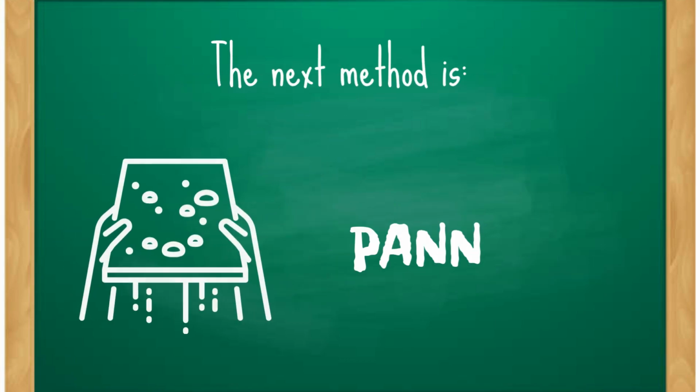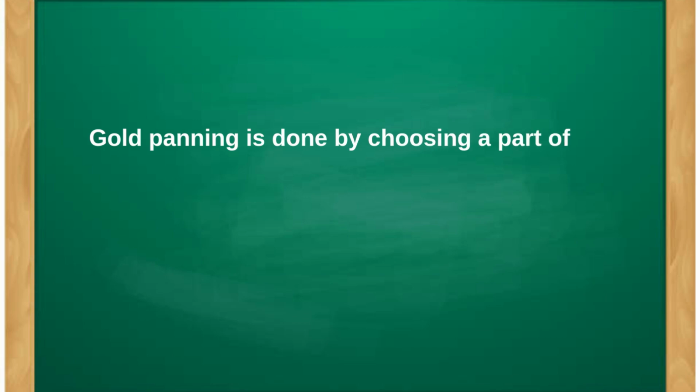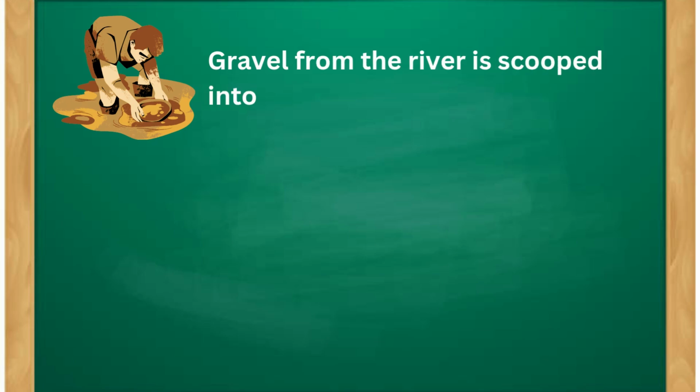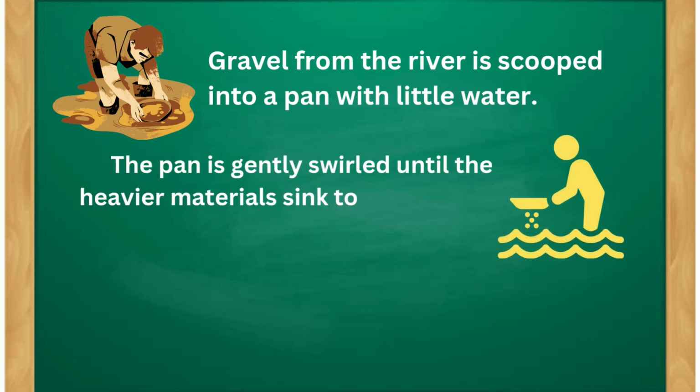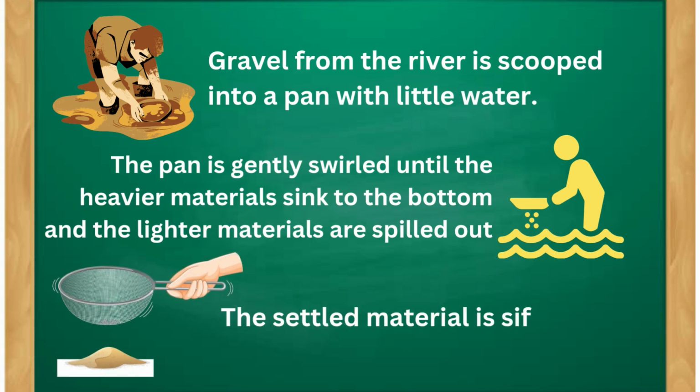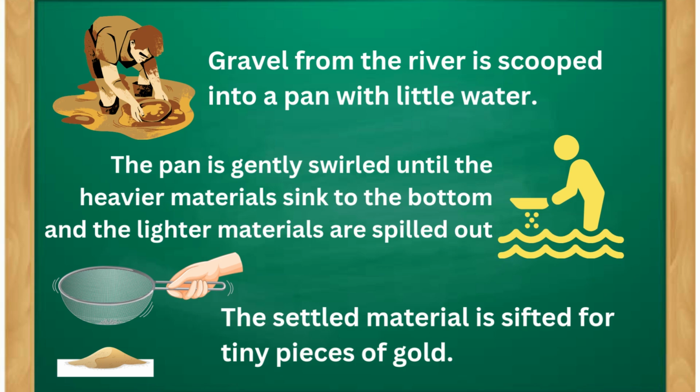Next method is panning. Gold panning is done by choosing a part of the river where gold is most likely present. Gravel from the river is scooped up through a pan with little water. The pan is gently swirled until the heavier materials sink to the bottom. The lighter materials are spilled out. The settled material is sifted for tiny pieces of gold.